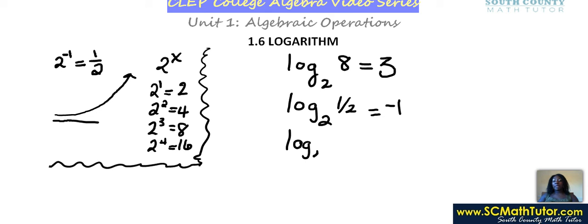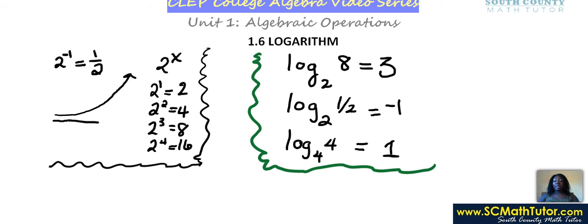How about log base 4 of 4? Okay, that turns out to be an identity. 4 to the what power gives you 4? Well, 4 to the first power gives you 4. Okay, so again, what are logarithms? Logarithms undo exponents. So that is what this means. Logarithms are the inverses or the opposite of exponents.